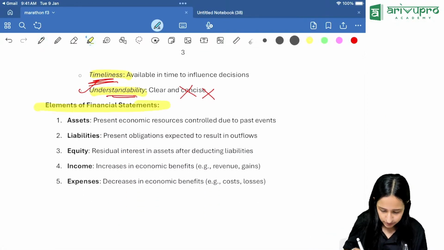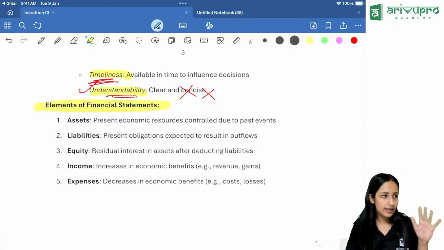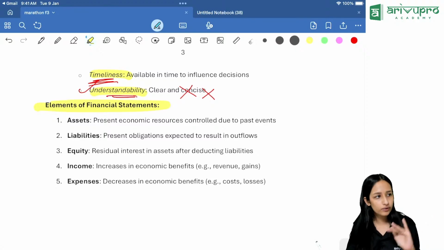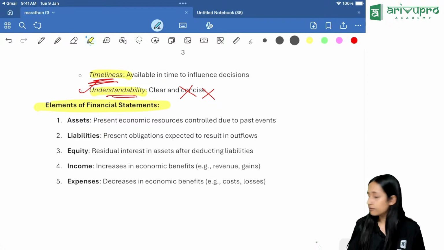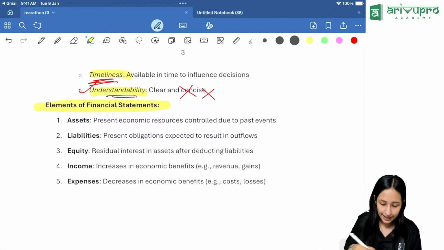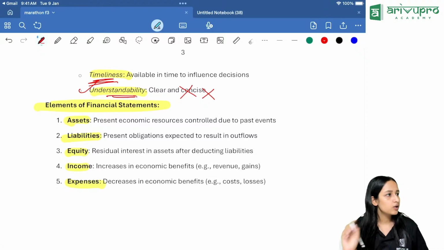Okay, this is important. We'll have to deal with these 5 elements. Financial statements have 5 elements. We have 5 financial statements also. We'll look at that a little later. But for now, just know that we have 5 elements of financial statements: assets, liabilities, equity, income, and expenses. Got it? Now, what are assets?